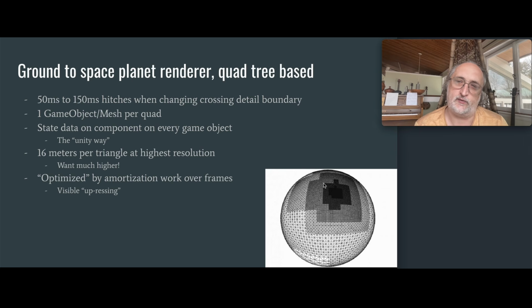And the way that this was optimized was by breaking the work up over frames. So if you suddenly teleported to the other side of the planet, you'd see this up-resing where it's low res, and then it would get a little higher and a little higher and a little higher. So you'd see like 13 or 14 frames of it constructing the planet. And that was kind of how they had optimized it. I don't consider that optimization because it's just spreading the work around, okay?